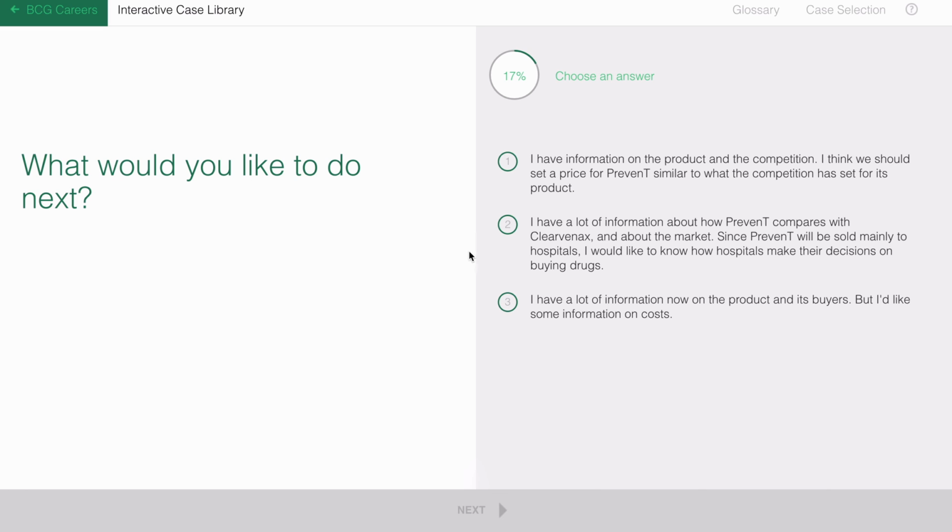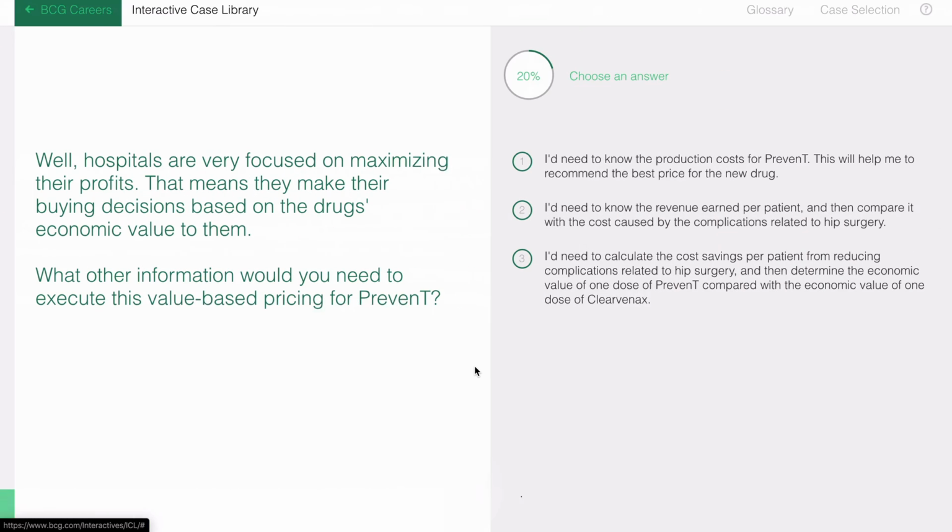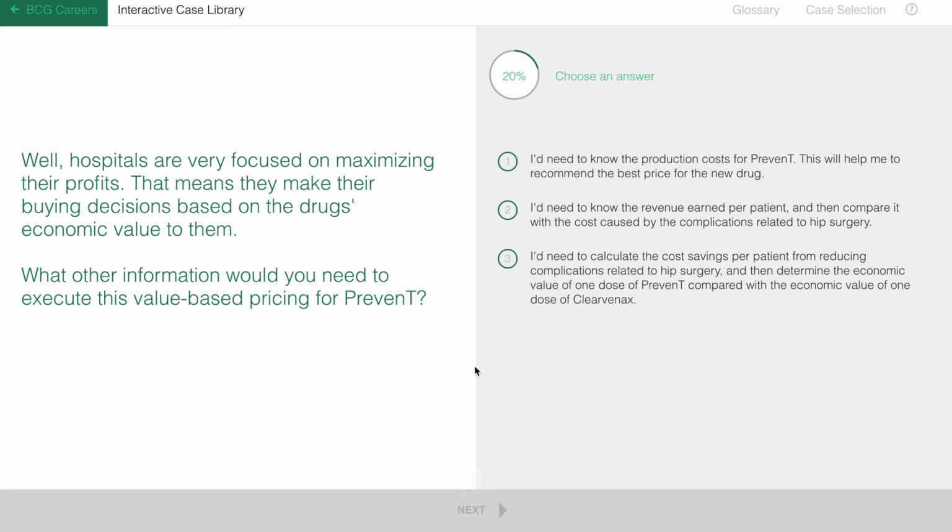So while costs are important, I think the logical next step, since we're going down this route of comparing economic value between Clearvanax and PreventT, is to continue by understanding how hospitals make their decisions buying drugs and whether or not PreventT provides any economic value. Well, hospitals are very focused on maximizing their profits, okay? That means they make their buying decisions based on the drug's economic value to them. What other information would you need to execute this value-based pricing for PreventT?